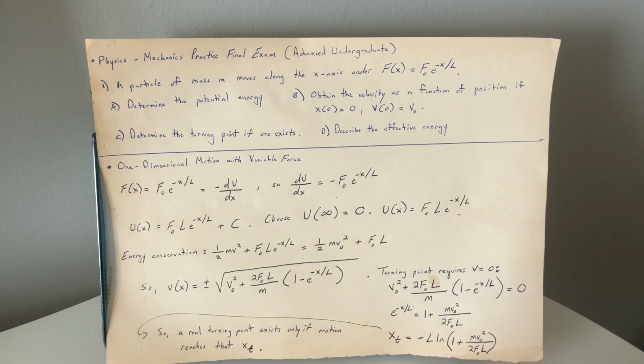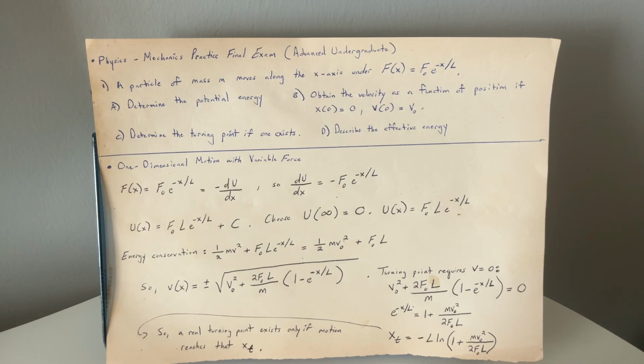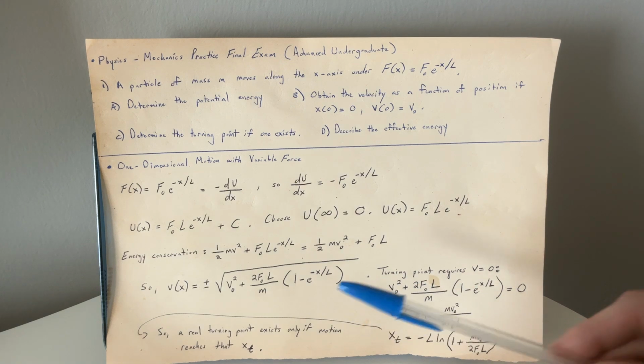And our energy conservation is going to be 1/2 mv² + F₀ L e^(-x/L), and that's going to equal 1/2 mv₀² + F₀ L. So v(x) is going to equal plus or minus the square root of v₀² + (2F₀L/m) times the quantity (1 - e^(-x/L)).